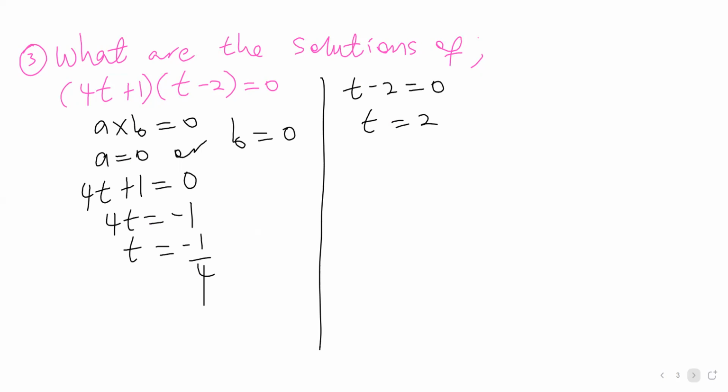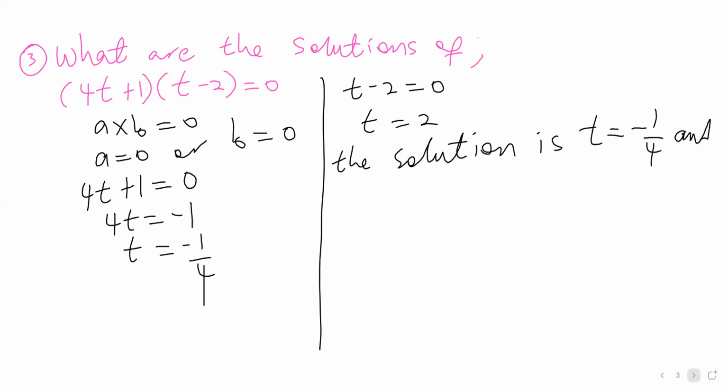So the solution is t equal to negative 1 over 4 and t equal to 2.